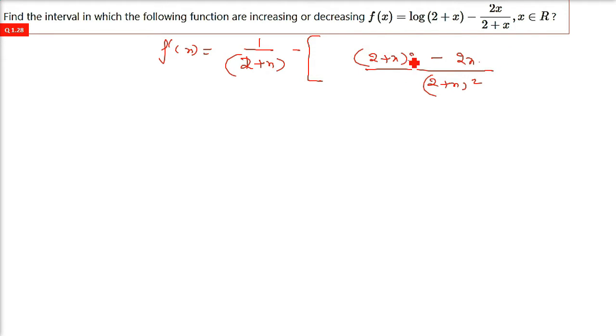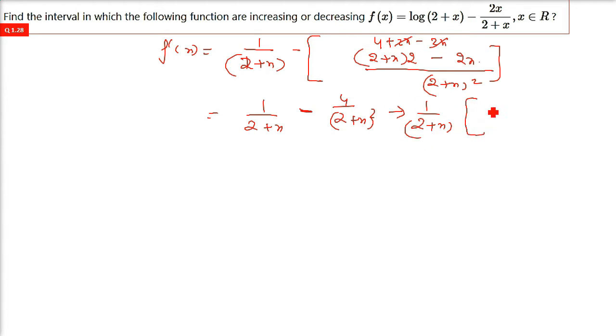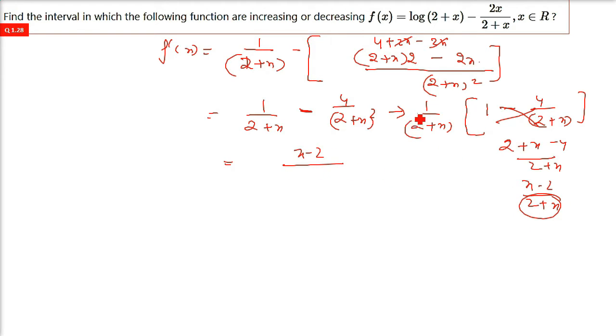So what do you get when you multiply the numerator here? This is 4 plus 2x minus 2x, so the 2x gets cancelled. You finally get 1 by 2 plus x minus 4 divided by 2 plus x whole square. How are you going to solve this? We'll take 1 by 2 plus x common. You'll get 1 minus 4 divided by 2 plus x, which gives 2 plus x minus 4 divided by 2 plus x. So 2 minus 4 is negative 2, x minus 2 divided by 2 plus x, and outside you have 1 by 2 plus x. Finally you'll get x minus 2 divided by 2 plus x whole square. Now this is the f dash x.